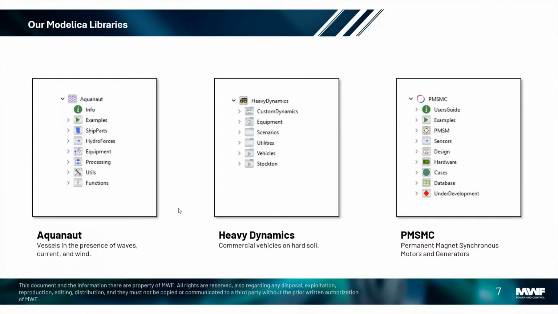So these are our main libraries. These names are the names that we use internally. We do not make them commercial, so we don't sell these libraries. We just use them in our own projects. We call them Aquanaut, Heavy Dynamics, and PMSMC. The Aquanaut library has models for vessels in the presence of waves, ocean currents, wind, and many other interactions with different actuators like thrusters, rudder, bow thrusters, and so on.